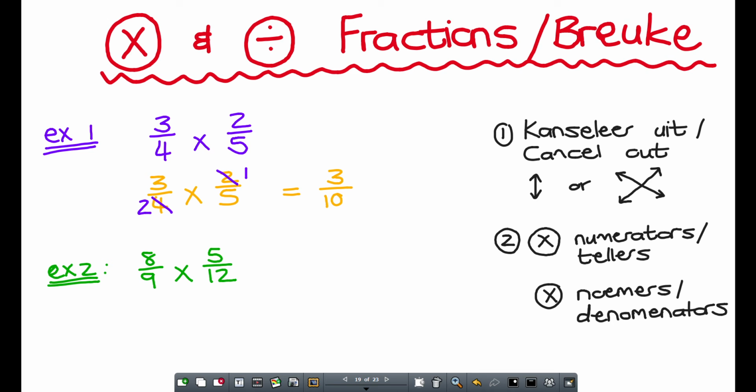Okay. Quickly copy, because now I want to show you if I did not cancel out. Oh, wait, I'll write it down here. 3/4 times 2/5.